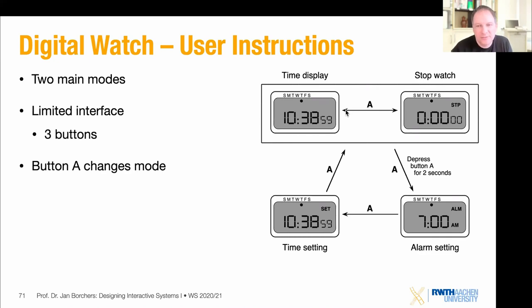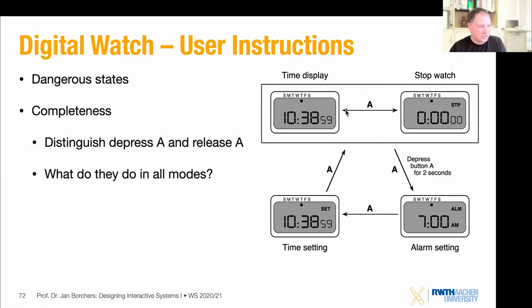To really be precise about how the stopwatch should work, we need to specify what happens not just with single button presses as we do here. We need to talk about what happens when I press this button and when I release it. So push and release, right? So lots of questions here. There are dangerous states. There's questions of completeness that we've seen here. We need to distinguish between depressing button A and releasing A. We need to talk about what all of those actually do in all of the modes to be a little bit more precise. So here's a better model of the stopwatch.